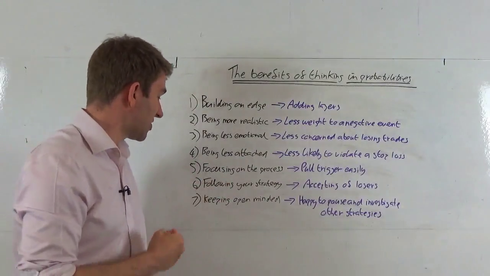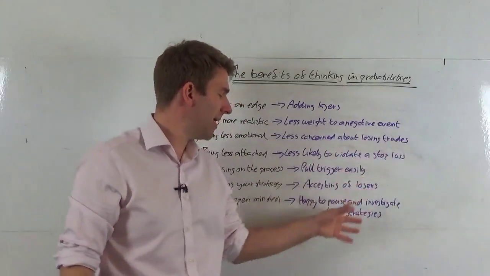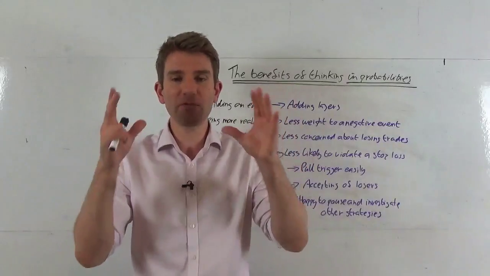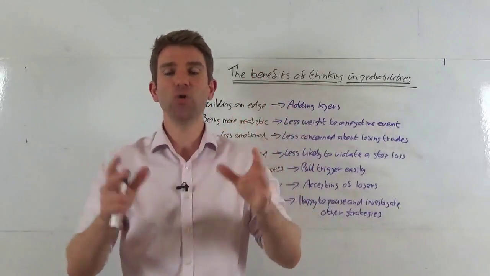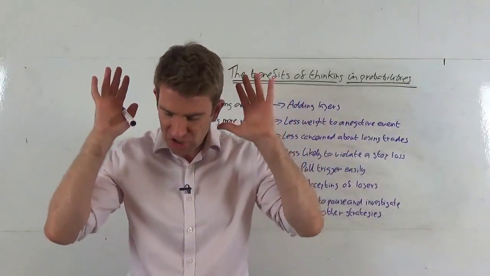All right, number 6, following your strategy. So the acceptance of losers is very, very similar to this one up here. But if you follow your strategy, you know that part of the strategy is going to create losers. That's just the way it is. There's no getting over it. It's just done and dusted.